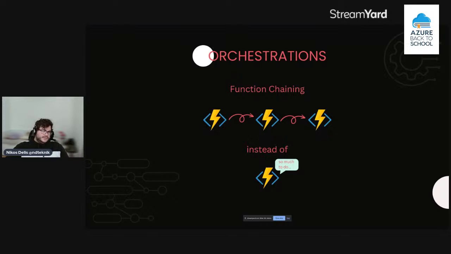And why do we do that? We do it to share the job. So instead of having a monolith, instead of having one function doing a lot of stuff, we break it down and we have multiple functions doing multiple tasks.